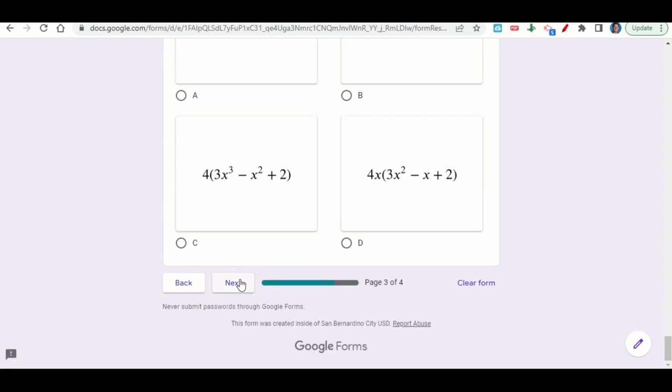When we get to the end, go ahead and click next. This will take you to your before you go. Go ahead and fill out your before you go and then submit your work on Google Classroom.